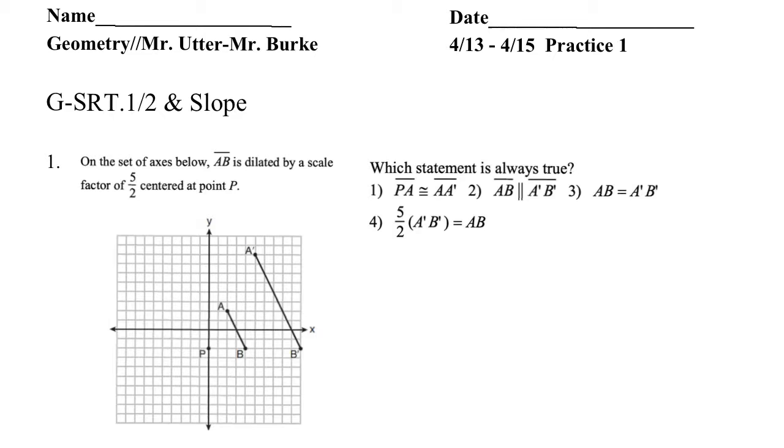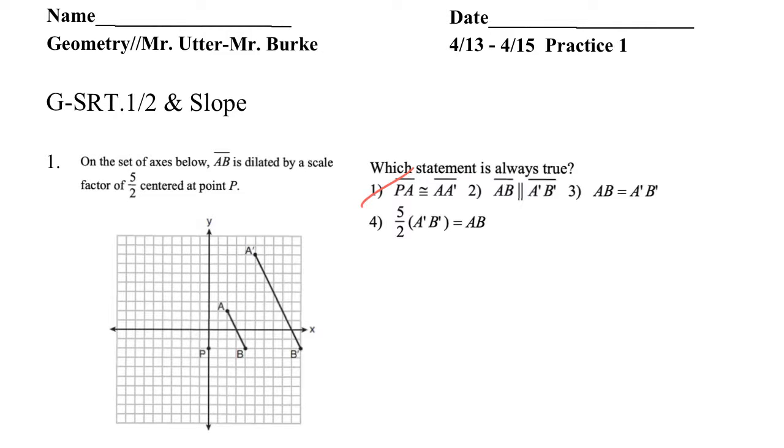So number 1 says PA, which is right here, this distance here is congruent to PA prime. Well, we know this is not true because the only time that this distance is going to be the same as this distance right here, if you're dilating something, is if the scale factor is 2. Because what that literally means is you copy and paste this distance after that, and that's where A prime would go, about right there or something like that. So the only time that this statement is true is if there's a scale factor of 2. So that one's out.